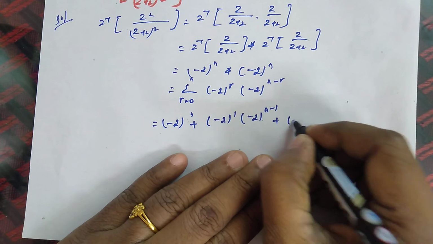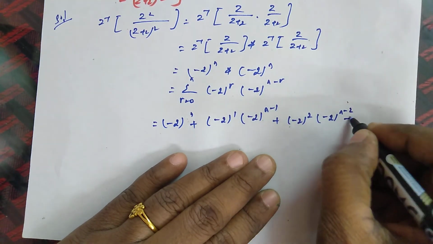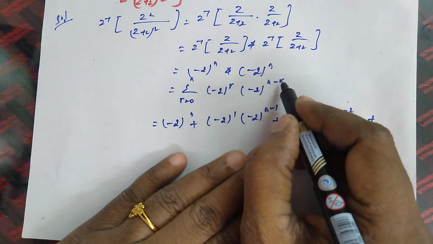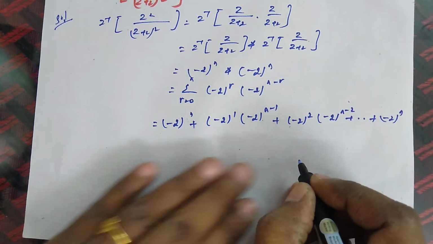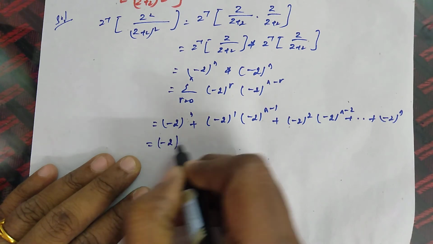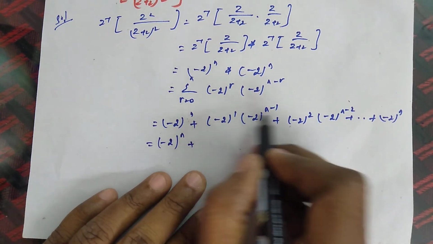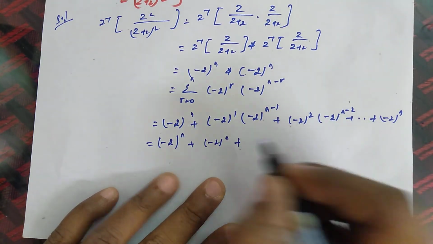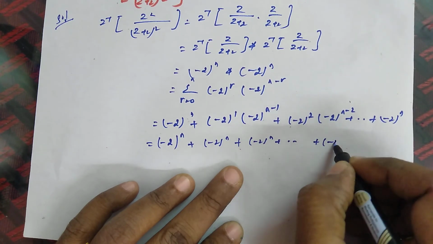Then the next term is minus 2 power 2 into minus 2 power n minus 2. Likewise, the last term is n, so n minus n is 0. Here it is minus 2 power n. Okay, so we can write like this one as minus 2 power n plus, here look at this, plus 1 minus 1, so we can write minus 2 power n, and here plus 2 minus 2, so minus 2 power n plus etc. plus minus 2 power n.